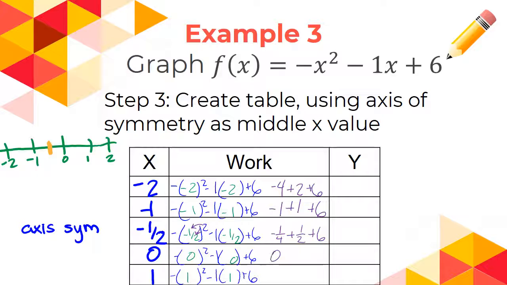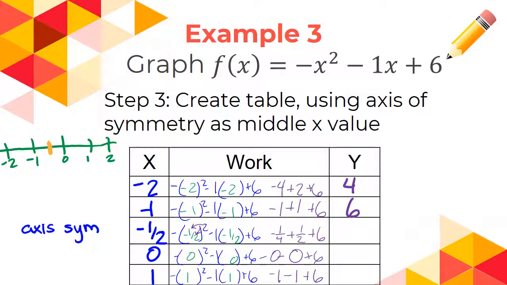0 squared is 0. 1 times 0, 0, plus 6. Doesn't even matter what the signs are here. Positives, negatives, doesn't matter. 1 squared is 1 with a negative out front. Negative 1 times 1, negative 1, and positive 6. All right, let's actually solve now. Negative 4 plus 2, negative 2, negative 2 plus 6, 4. Negative 1 plus 1, 0, 0 plus 6, 6.